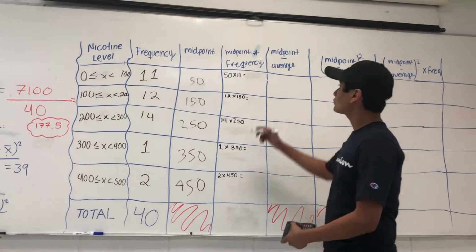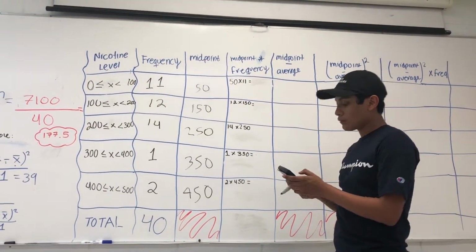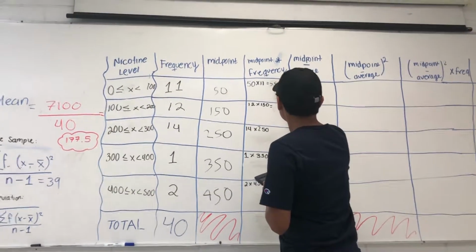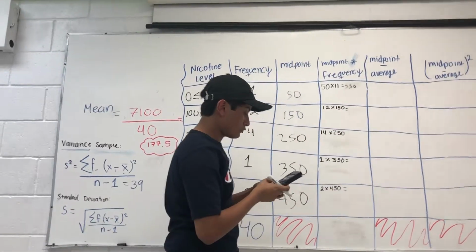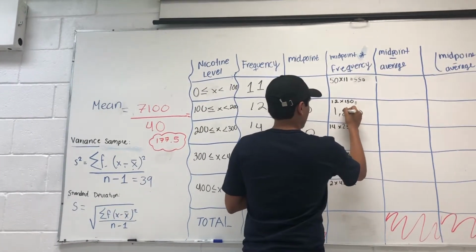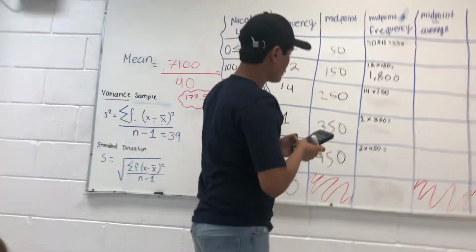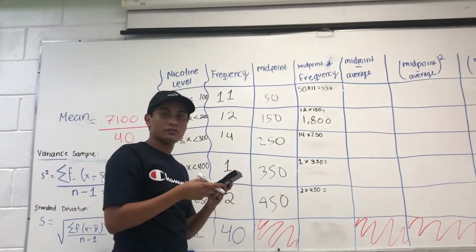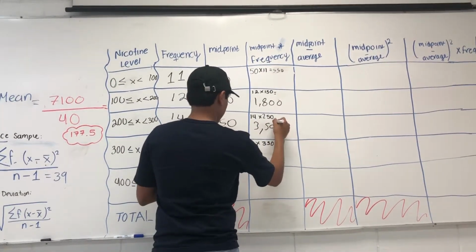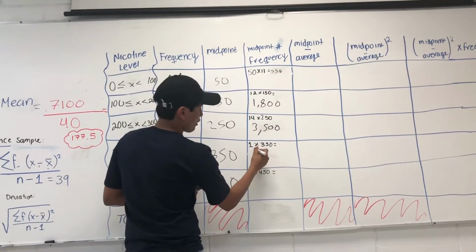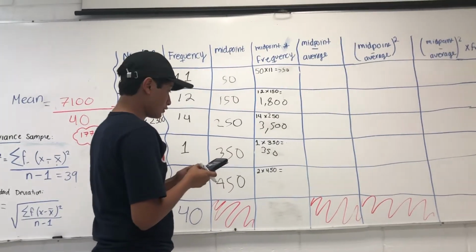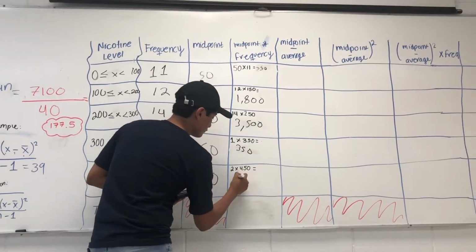To get these answers, we have to multiply midpoint and frequency. First, we multiply 50 times 11. We have 550. Then 12 times 150 is 1,800. Then 14 times 250 gives us 3,500. Then 1 times 350 is the same, 350. Then 2 times 450 is 900.